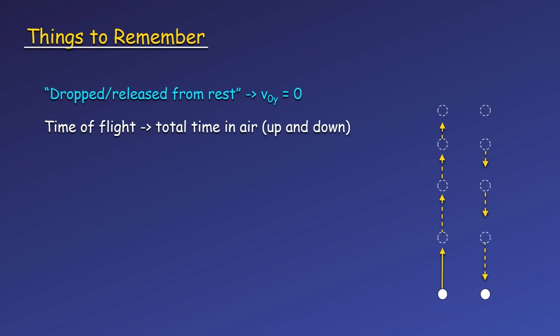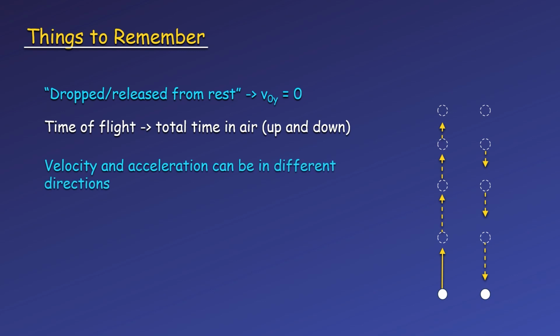Next, the time of flight is the total time spent in the air, both up and down. Time of flight and time to max height are not the same. When the object returns to the same height at which it was released, then the time to max height is equal to half the total time of flight.